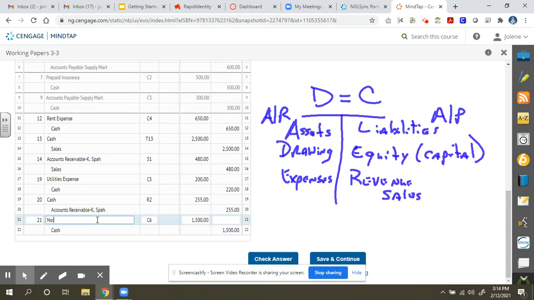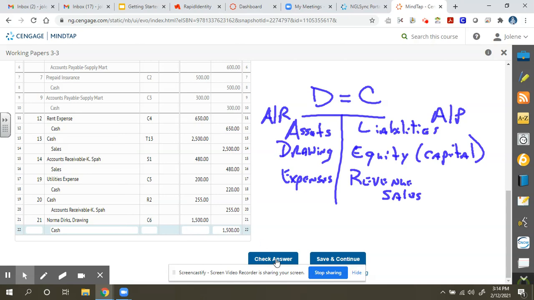All right, so Norma Dirks drawing. This is completely legal. It's just that she has to record it. Otherwise, it looks like somebody stole the money out. Looks like she's embezzling from her own company. So that's all there is to this.